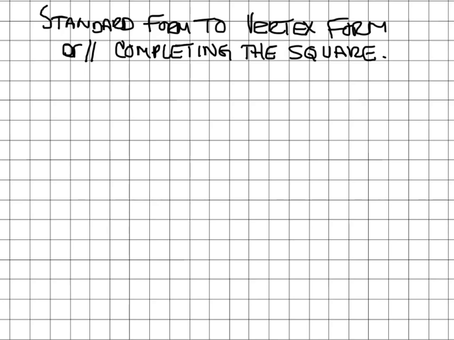Now, the reason that we want to do this is because, as we've seen in one of the previous videos, standard form, which is an equation that looks like this, x squared plus 4x minus 2, we can't really get a lot of information from that equation. We can find out what the y-intercept is, and we can get the direction of opening, and that's about it.